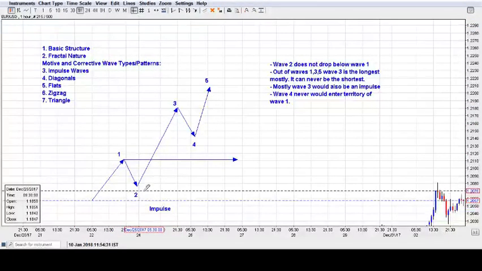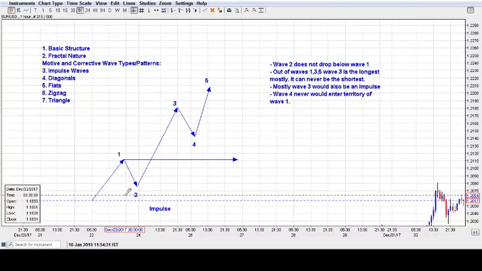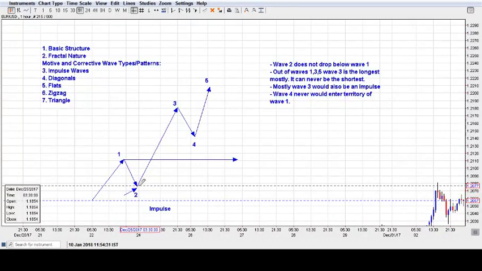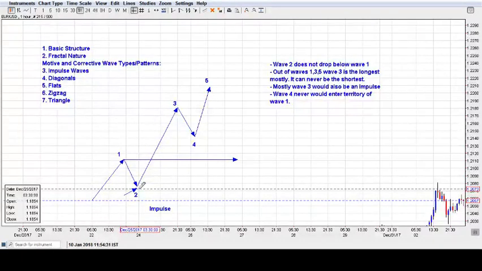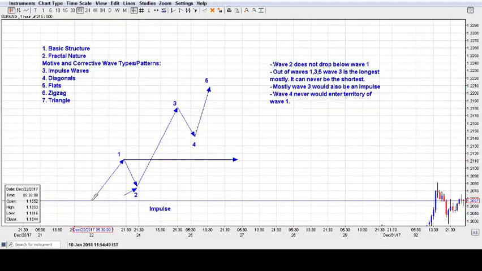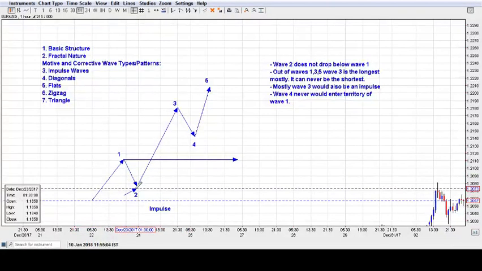The first entry point goes at the termination point of the second wave, where you end up buying the market, and you place your stop loss below the head of wave 1. Head is the starting point in our case. So that's the first trade.